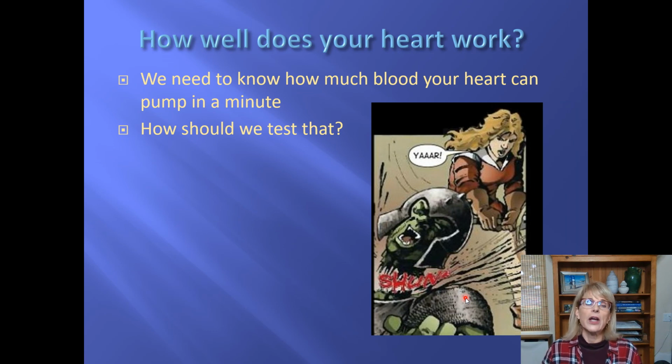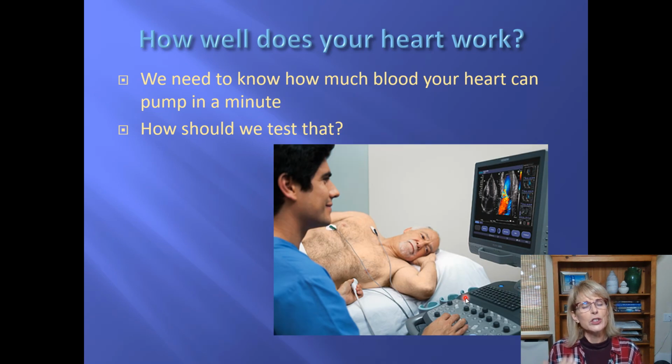Well, if we just cut off your head and measured how much blood came out in a minute, I guess we would know, but you would not like that very much. So here's how we actually do it. We do it using ultrasound. You know, ultrasound, that little device that gets put on a pregnant woman's stomach so that we can see the baby while it's still inside of the mother's uterus? That technology, that ultrasound, can be used to evaluate how well the heart is working.